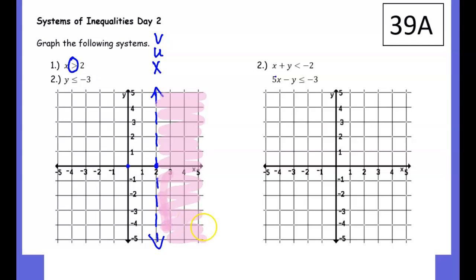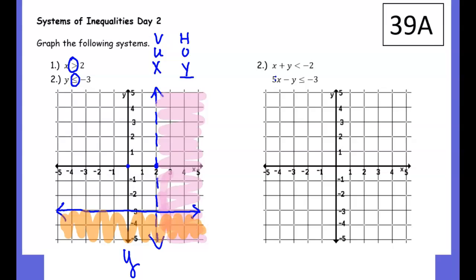Then the next inequality is y is less than or equal to negative 3. In this case, we're going to think of "hoy," because we have the y there, and that means it's a horizontal line. We go to negative 3, and in this case, it's less than or equal to, so we're going to make a solid line. Treat the y-axis like a number line, and anything less than or equal to would be below the line, so that when you shade it, it would look like this.